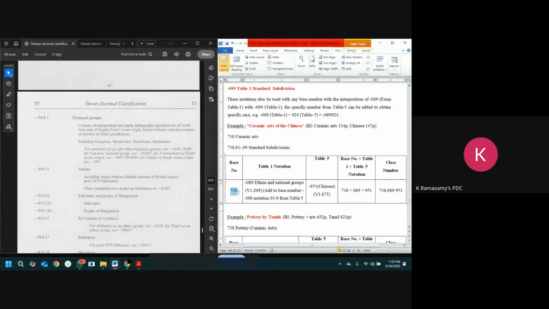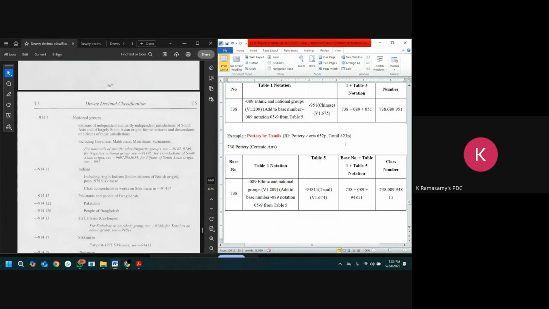So 738 plus 089. When you're adding 089, please be very careful and verify whether you should have 1 zero, 2 zeros, 3 zeros, or 4 zeros, depending on the situation. Here only one zero. So 738 plus 089 and then go to table 5. Take the number and add it. What is the number for Chinese? 951. So that's the answer: 738 plus connector 089 plus 951. That is how, even if there's no instruction, you can add a number from table 5 using 089 as the connecting symbol.